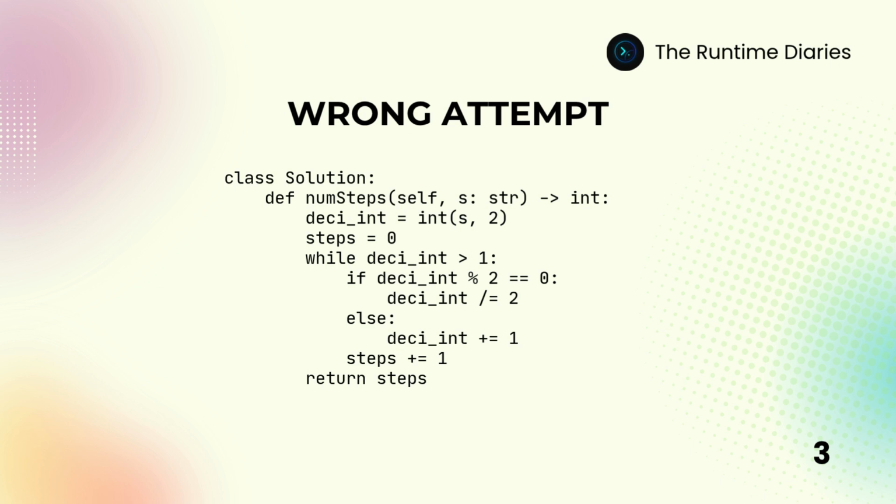Here's where I started. And this is the version I think a lot of people would write first. I just converted the binary string into a decimal integer, then used a simple loop. Divide if even, add 1 if odd. The logic feels fine. It even passes a few test cases, but once you dig deeper, it fails others completely. And the reason is subtle here. I was thinking like a human, not like a bit system.